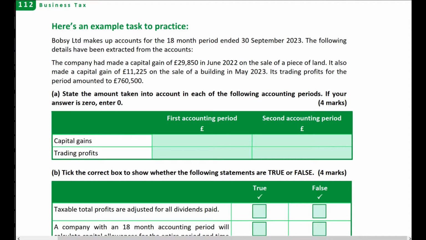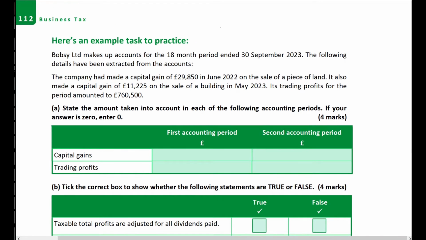So here's our example task 6. Bobsy makes their accounts up for the 18-month period to September 2023. Now immediately a little alarm goes off in my head. And I think when you've been doing tax for a little while, that tends to be what happens. So I see that and I think, okay, no problem. Let me just work out when the start date of this period would be.